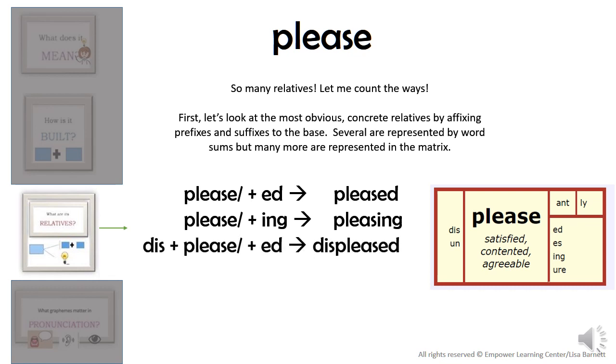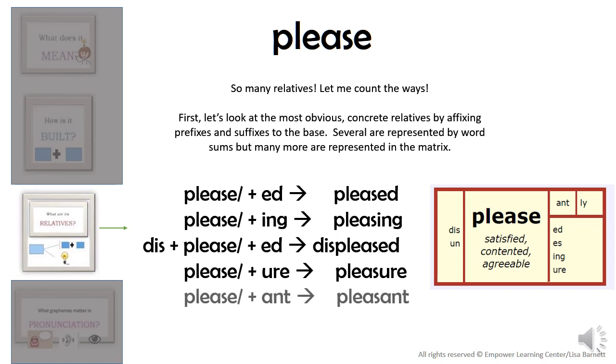PLEASE plus ED is rewritten as PLEAS, replace the E with ED. Pleasing is written as PLEASE plus ING, rewritten as PLEAS, replace the E with ING. Displeased is DIS plus PLEASE plus ED, rewritten as DIS, PLEAS, replace the E with ED.